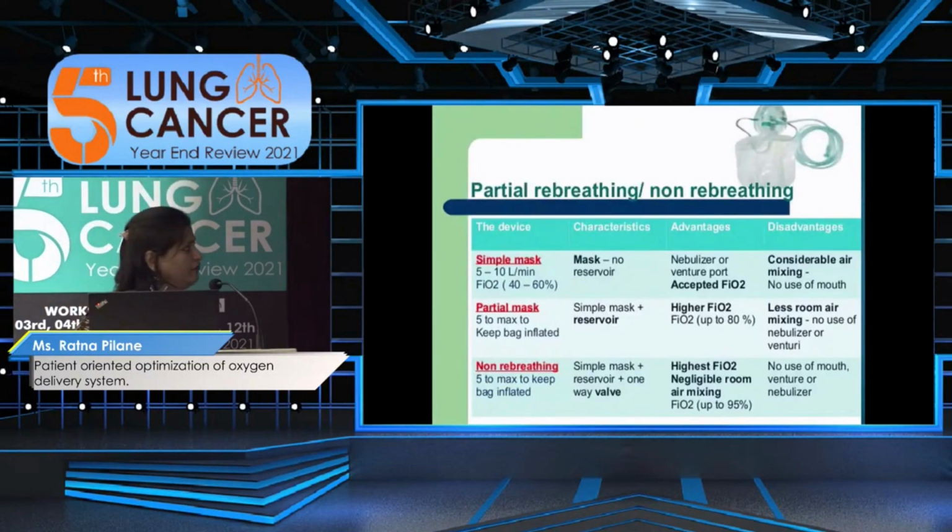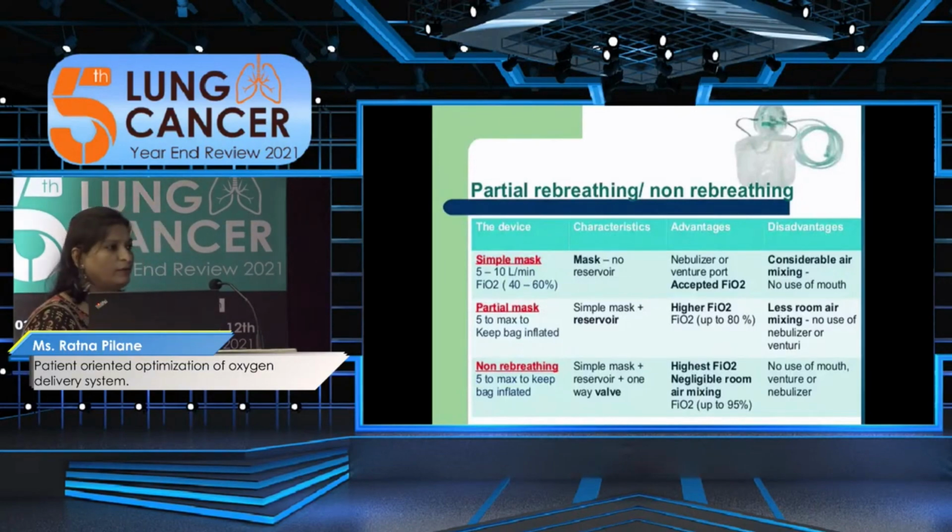Then this is the differentiation. If a simple mask is there, what was the first one we had seen, it will give you 5 to 10 liters per minute of oxygen. FiO2 is 40 to 60%, which doesn't have a reservoir bag, whereas the partial and non-rebreathing masks have the reservoir bag. It should not be used for nebulizer or venturi. It has an accepted FiO2, considers air mixing, and there is no use of mouth because you are covering the nose and mouth. So if the patient wants to eat or have something or the patient wants to talk, you have to take out the mask. Then the partial mask, it gives 5 to maximum, to keep the bag inflated.